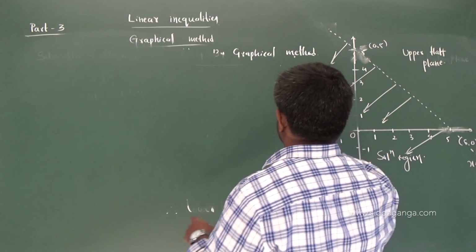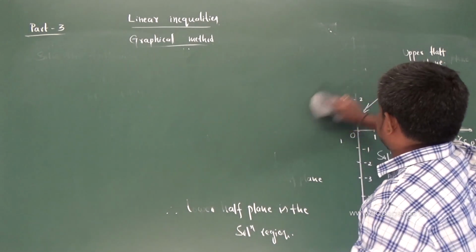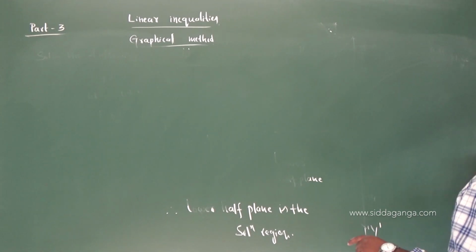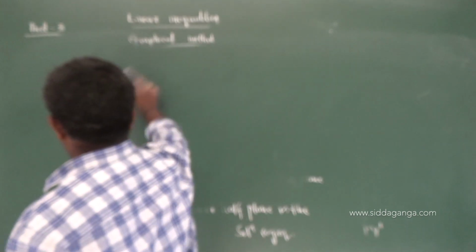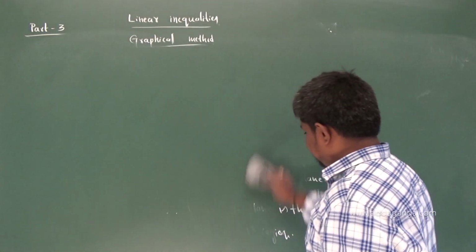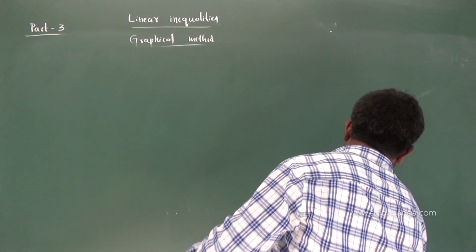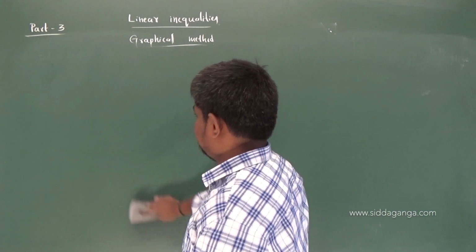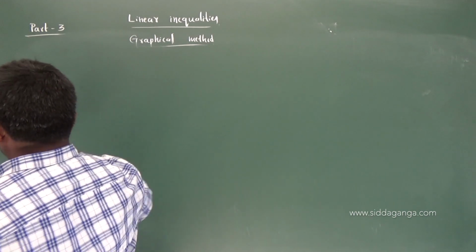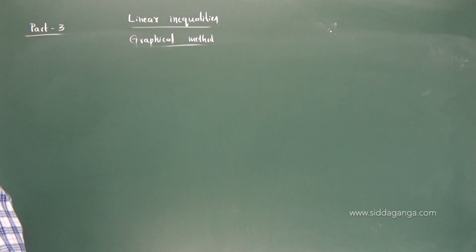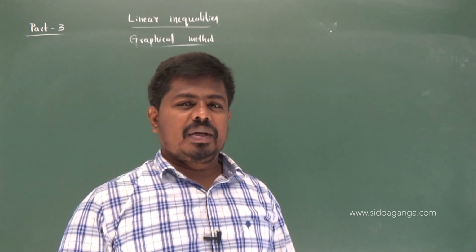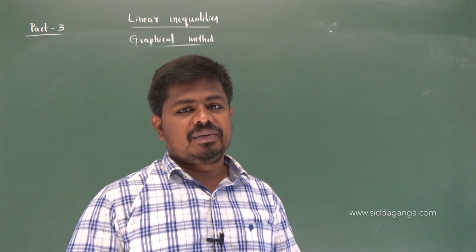In the graph paper, you have to mention the x axis, y axis, the points, and the solution region. It is very important. But usually, a graphical solution for a single inequality is not going to be asked in the examination. In the examination, they are going to ask for a system of inequations, right?